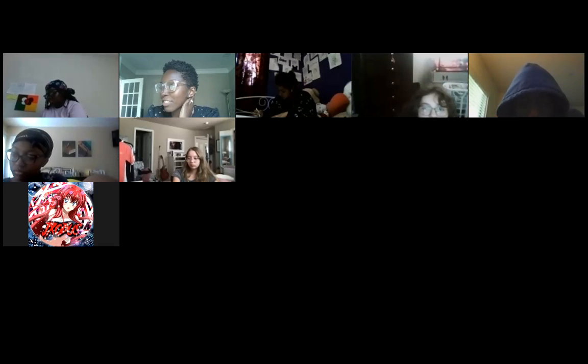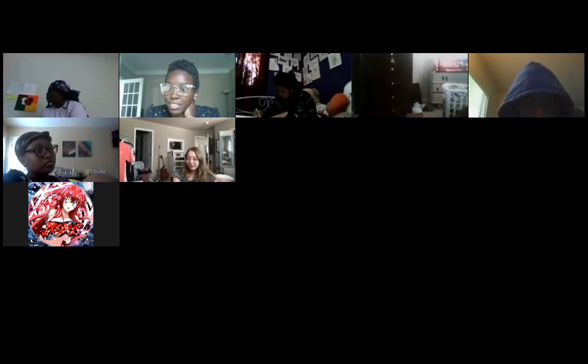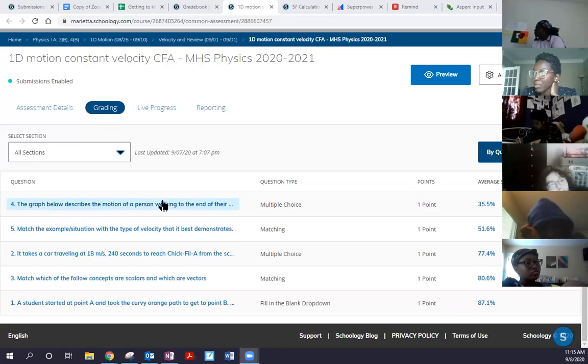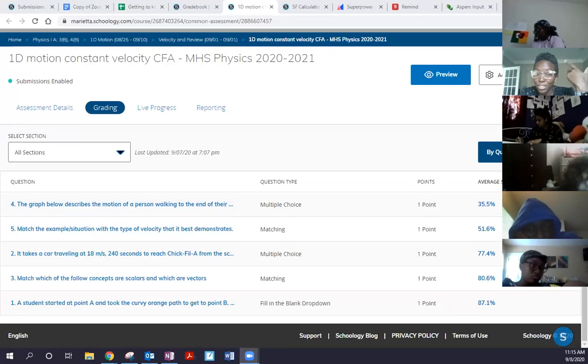So I'm going to share this with you guys so you can see it, okay? Here was the most missed question. The graph below describes the motion of the person. That makes sense because we haven't really talked about graphs. You had a video, but I didn't really show you how to find that. So we're going to talk about graphs for a little bit today.